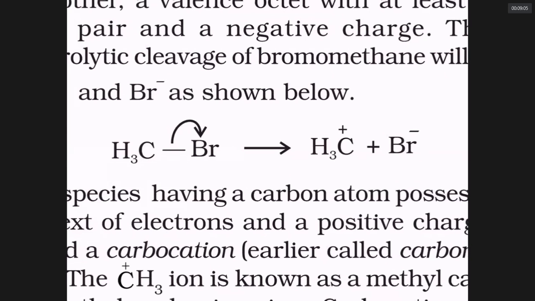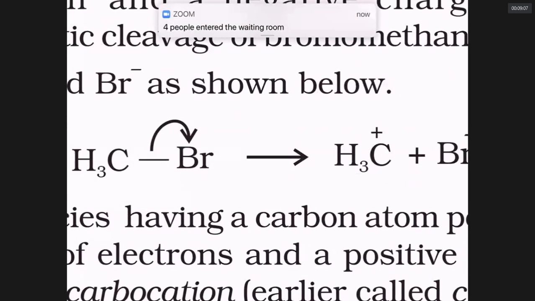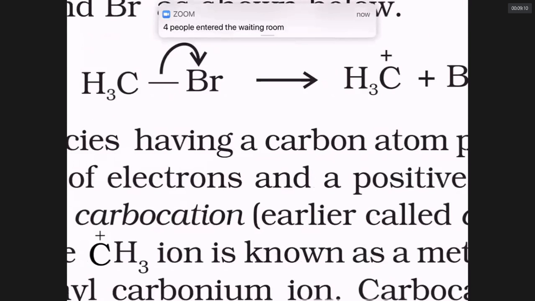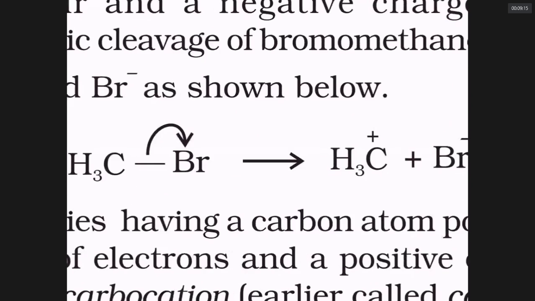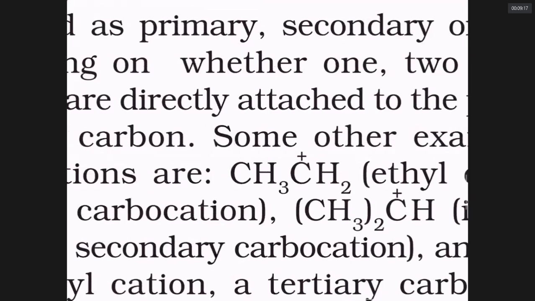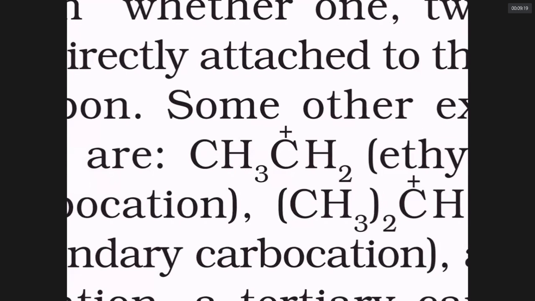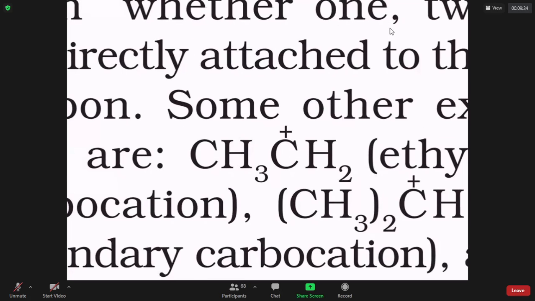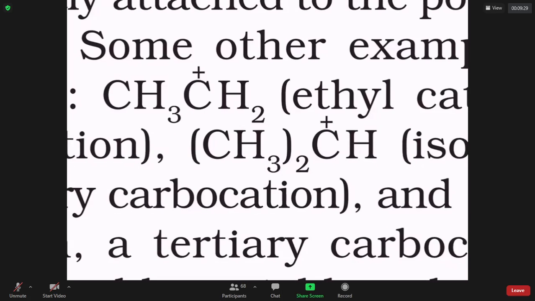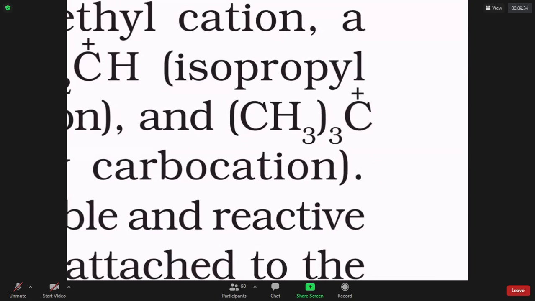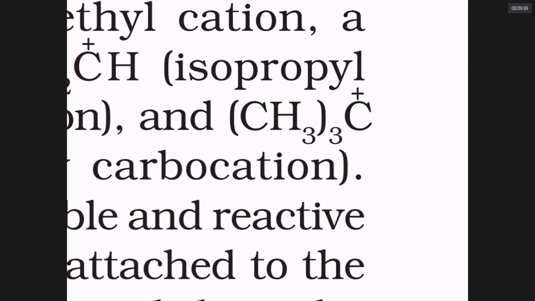This positively charged carbocation can be of three types: primary carbocation, secondary carbocation, tertiary carbocation. See, in ethyl, the carbocation is linked to only one carbon, so it is called primary carbocation. In isopropyl, it is linked to two methyl groups. This is called secondary carbocation. In tertiary butyl, the carbocation is linked to three carbon chains. It is called tertiary carbocation.